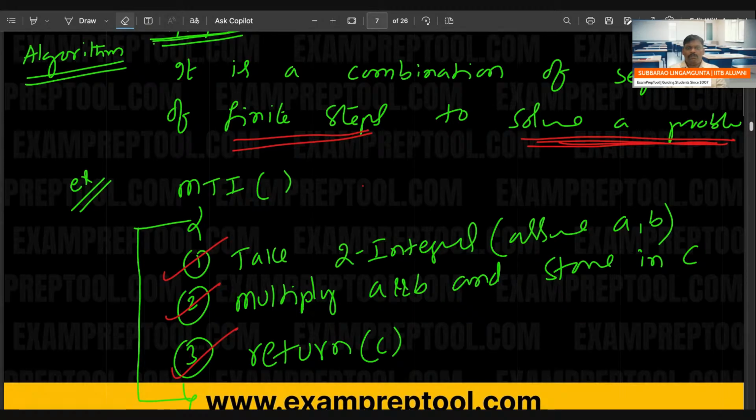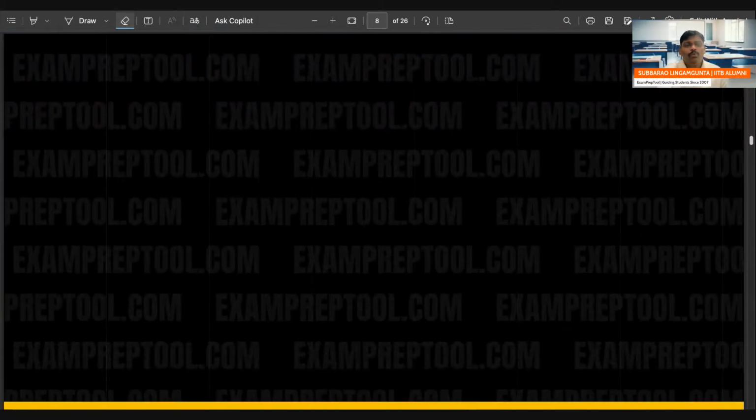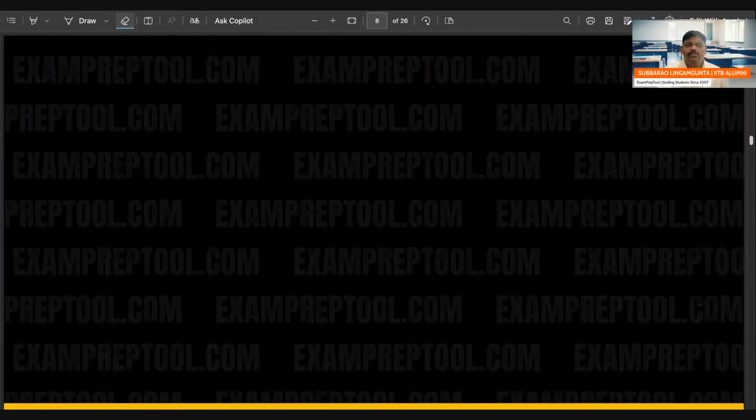Check once. I wrote the definition and gave one example. Okay, you are okay? Fine. If you are okay, let's go to one more thing. Definition you have written. What are the properties of an algorithm? Means, if something is an algorithm, what properties should it satisfy? Let me write now.